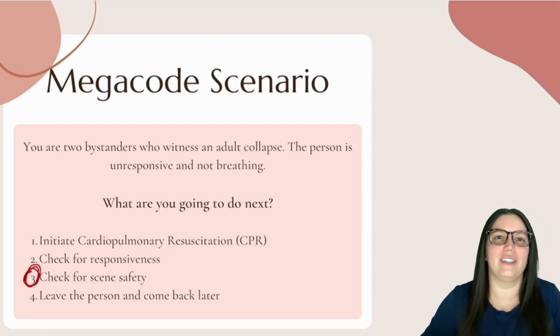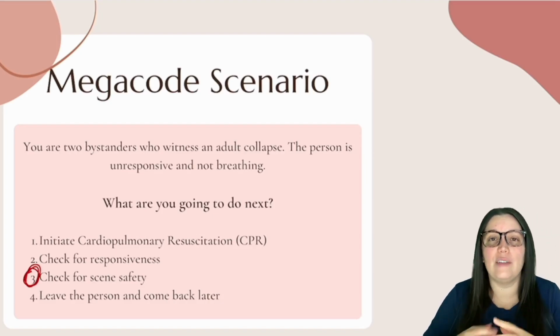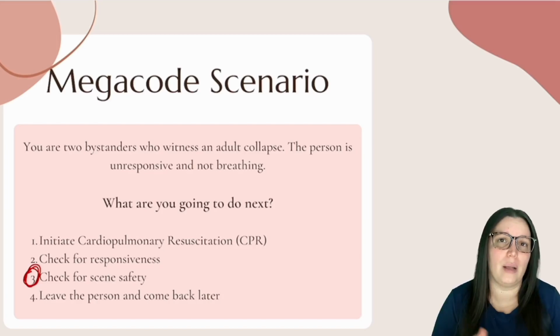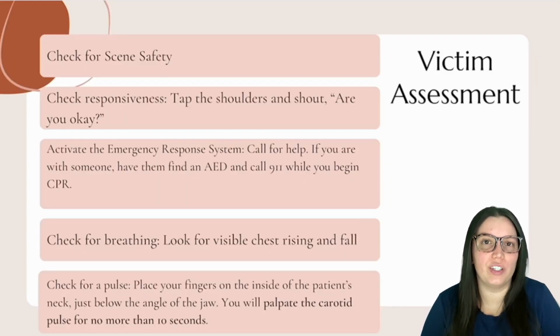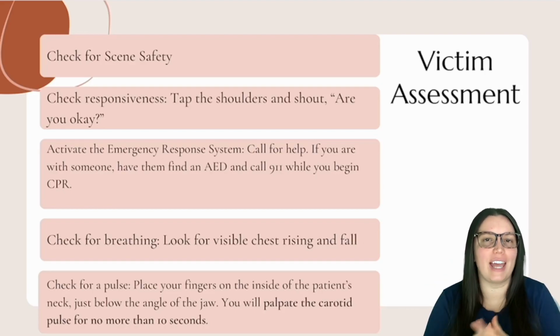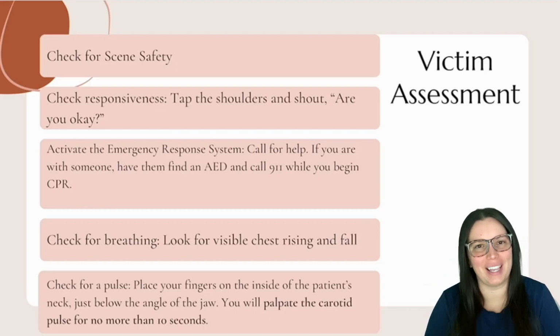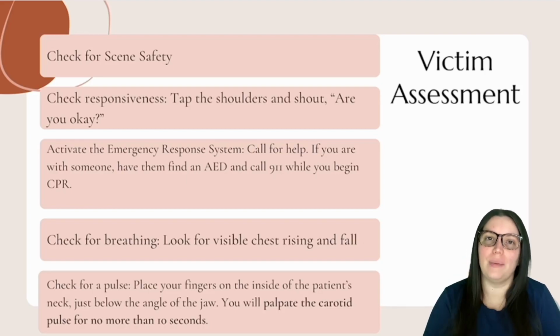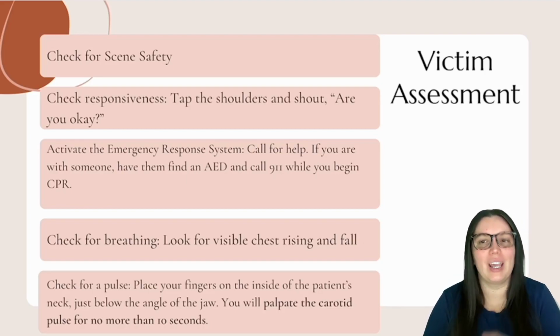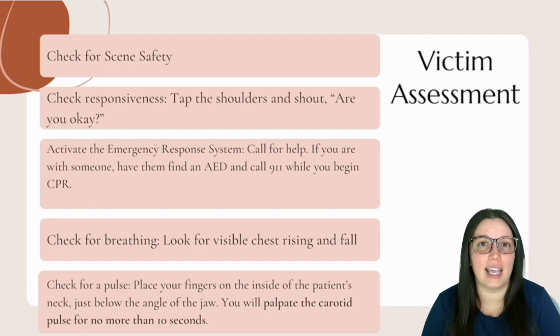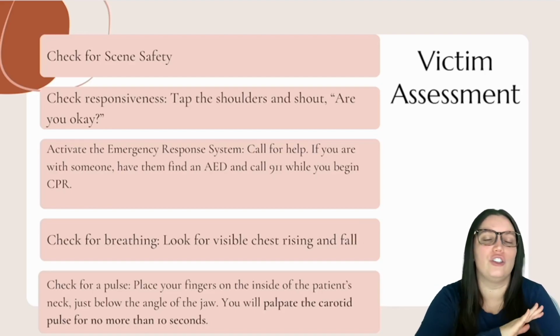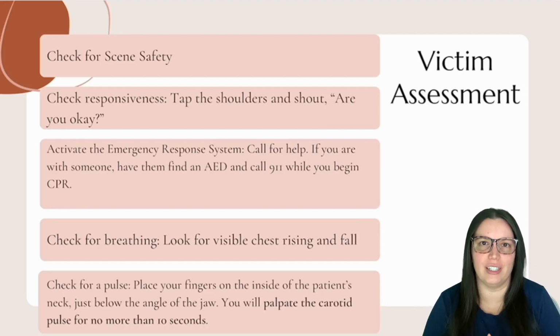We're going to check for scene safety because, as you know, if the scene is unsafe, you're not going to be able to perform effective CPR. These are the steps that you're going to follow when we are looking at a victim assessment with our basic life support according to the American Heart Association guidelines. Number 1 is you want to check for scene safety. If the scene is not safe, move that person prior to starting any kind of interventions.